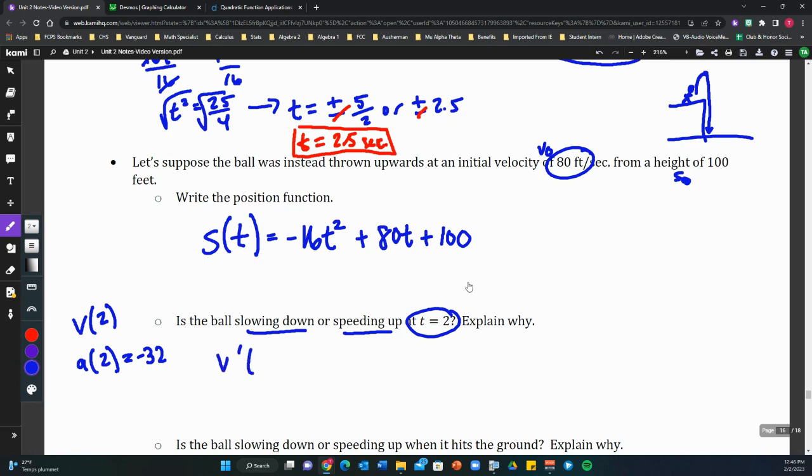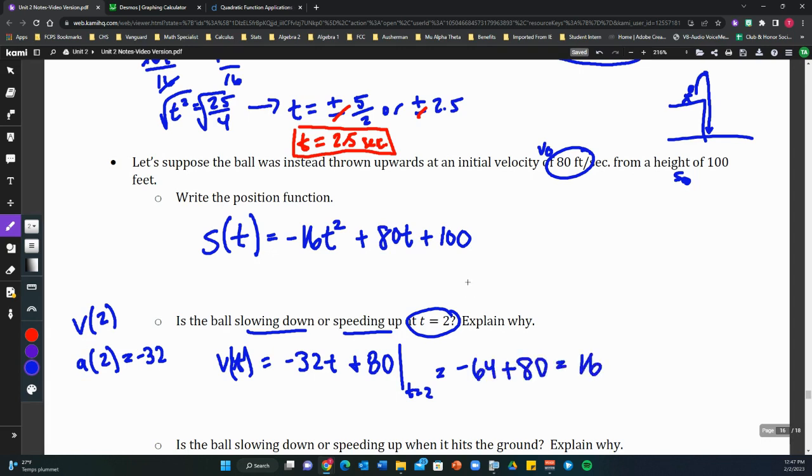So let's find, not v prime, let's find s prime, or v of t. So v of t would give me negative 32t plus 80. And now we want to substitute t equals 2 in there. So that would give me negative 64 plus 80, or 16.